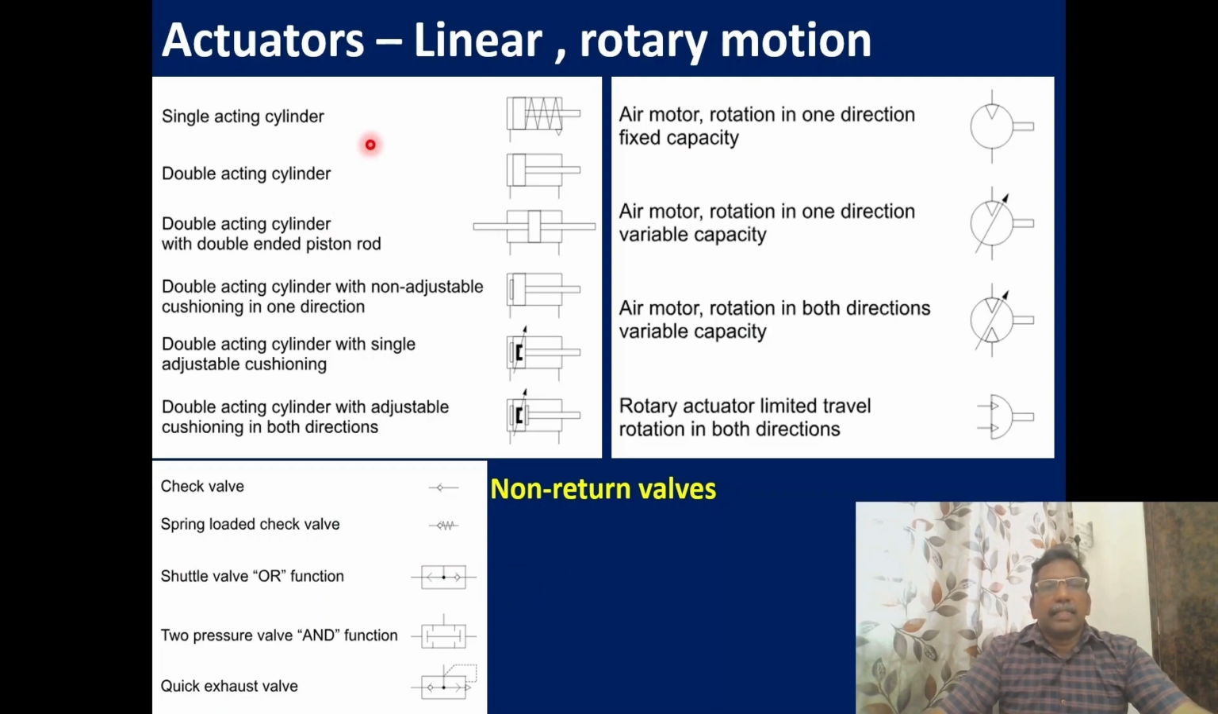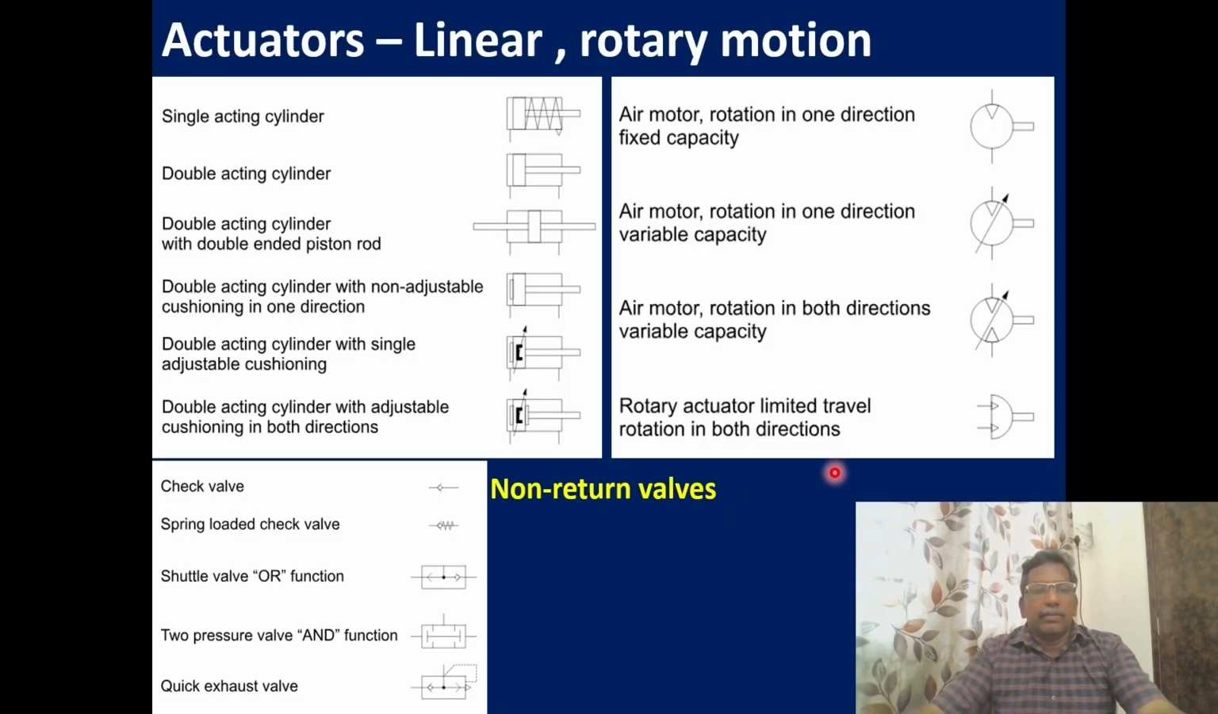Okay. The next one is actuators. We have different types of actuators: single acting, double acting with double end rod, double acting with non-adjustable cushioning, with adjustable cushioning, single adjustable cushioning, and double adjustable with cushioning in both directions. Then rotary also: one direction fixed, one direction variable capacity, both directions variable capacity, limited travel rotation, both directions. Then special valves are there: check valve, shuttle valve, pressure valve, and exhaust valves also. So these are all the symbolic representations of the valves.